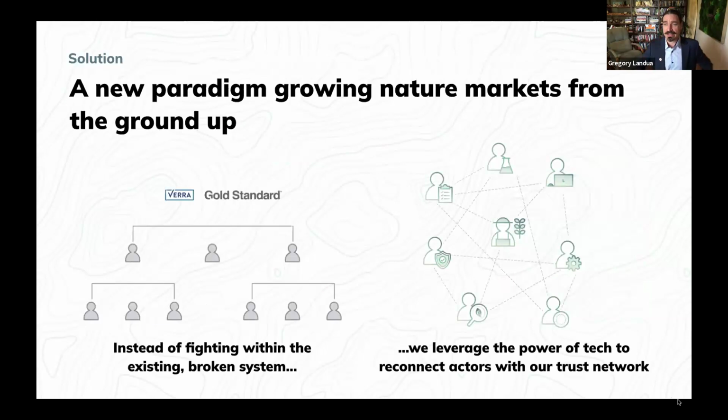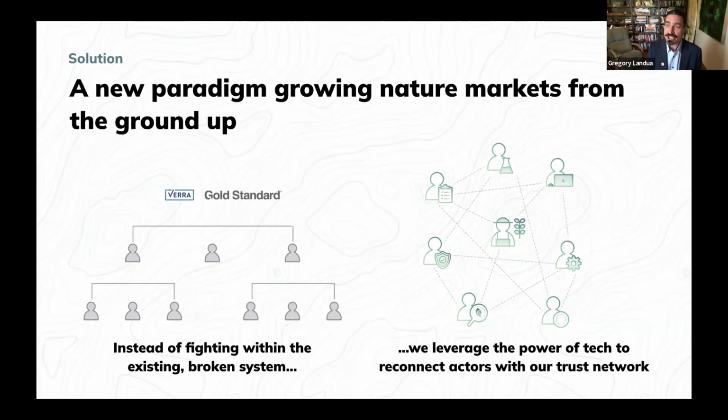So we're really coming at this from a totally new paradigm. And that paradigm is to create a network of trust between actors in which everyone has all of the information they need at the moment that they need it in order to verify claims. So that means that buyers need to have access to information, verifiers need to have access to information at the moment that they need it.